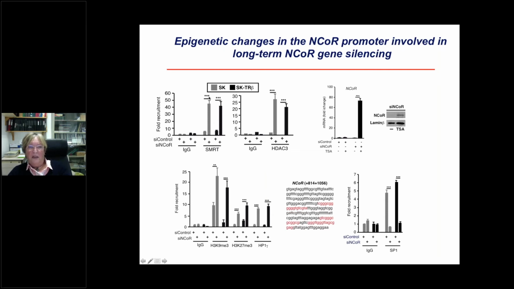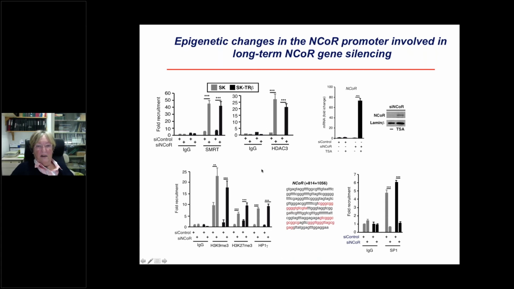Then we looked at other possible mechanisms, and what we could observe is that when we depleted NCOR, there was a strong recruitment to the NCOR promoter of the co-repressor SMRT, or NCOR2, of the same family. Together with the recruitment of SMRT, there was a strong recruitment also of histone deacetylase 3, and this deacetylation of the promoter is most likely involved in the transcriptional silencing, since when we incubated the NCOR depleted cells with the histone deacetylase inhibitor TSA, we could observe re-expression of the NCOR gene and reappearance of the NCOR protein in the cells.